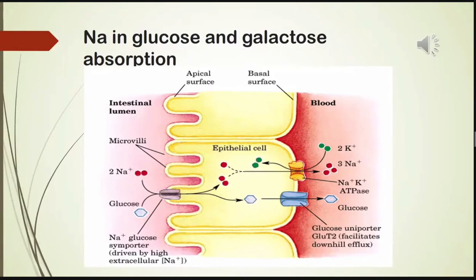Sodium plays a major role in the absorption of glucose and galactose in the intestine. There exists a sodium-glucose symporter wherein two atoms of sodium enter along with a molecule of either glucose or galactose. Although this is a method by which sodium can enter your body, the main mechanism by which sodium enters is still through the sodium-hydrogen exchanger.